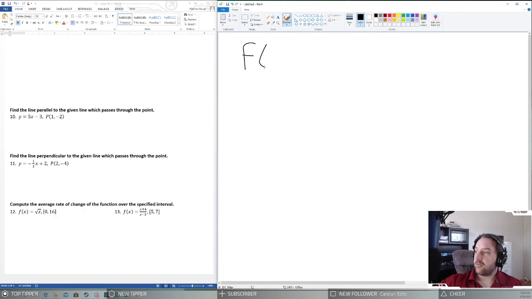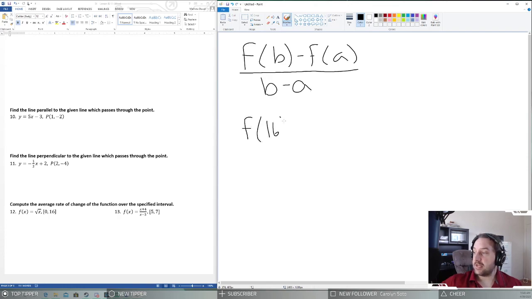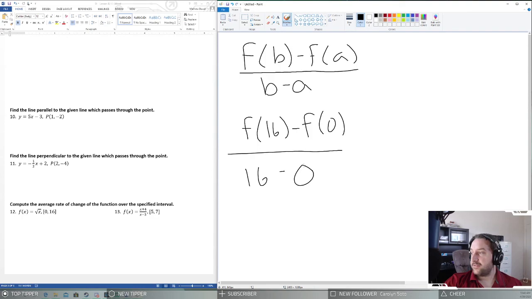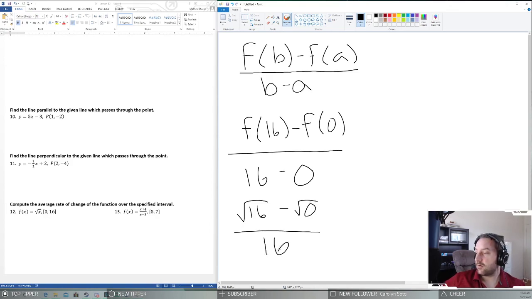So to remember the formula, the average rate of change is f of b minus f of a all over b minus a. So number 12, that'll be f of 16 minus f of 0 all over 16 minus 0. So f of 16 is going to give me square root of 16 minus the square root of 0 all over 16. Square root of 16 is 4. Square root of 0 is 0. So you get 4 over 16, which is 1/4.